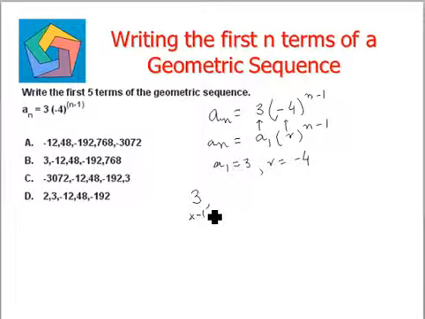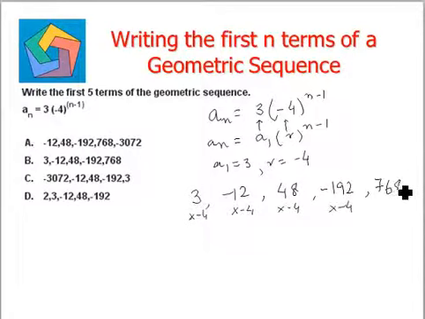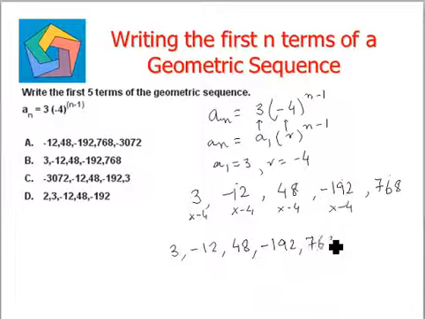We get negative 12. Negative 12 multiplied with negative 4 will give us 48. 48 multiplied with negative 4 will give us negative 192. Negative 192 multiplied with negative 4 will give us 768. This is 1, 2, 3, 4, 5. So we've got the first 5 terms. We stop over here. So our final answer is 3, negative 12, 48, negative 192 and 768. This is the final answer, which can be seen in option B. Moving on to the next question.